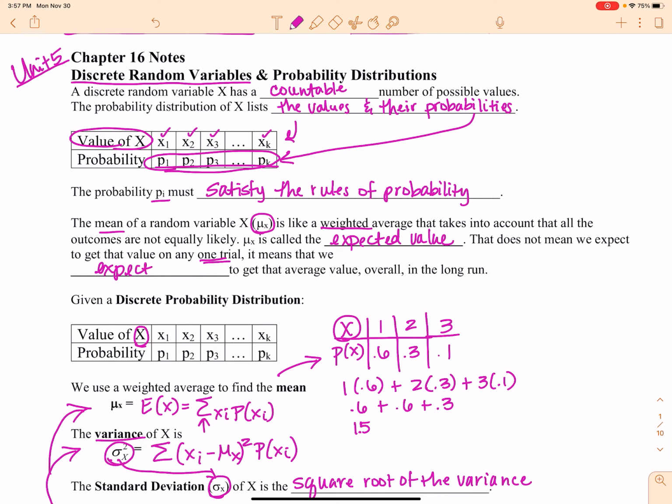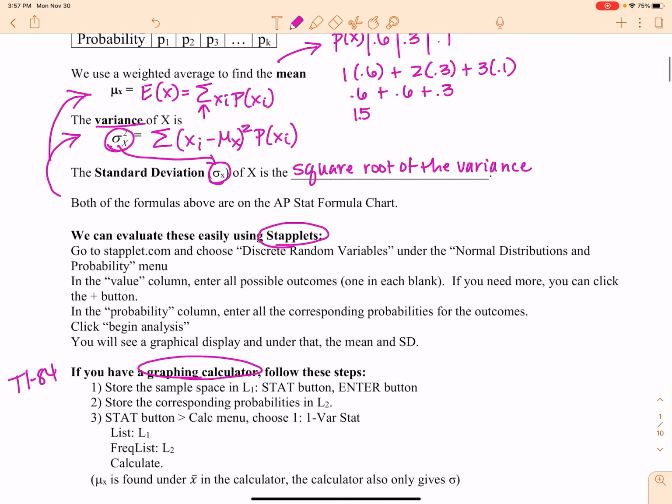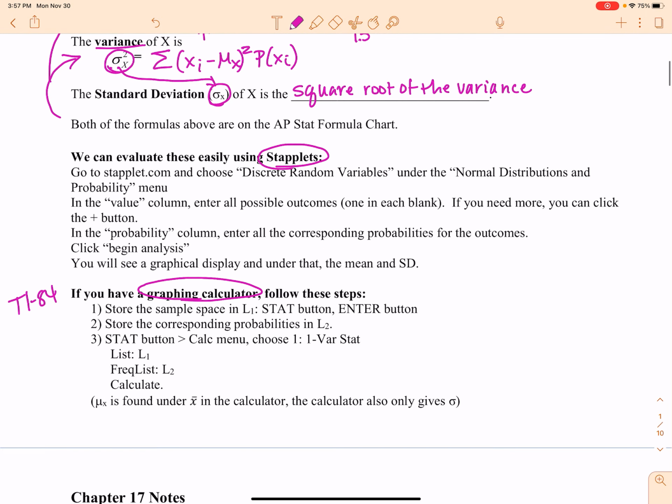Okay, when I'm interpreting the standard deviation, remember from Unit 1 that the standard deviation tells me the typical distance from the mean. So how much variability seems typical on either side of the mean? That is what we're talking about when we're talking about standard deviation. That's just to remind you of how we interpret things.